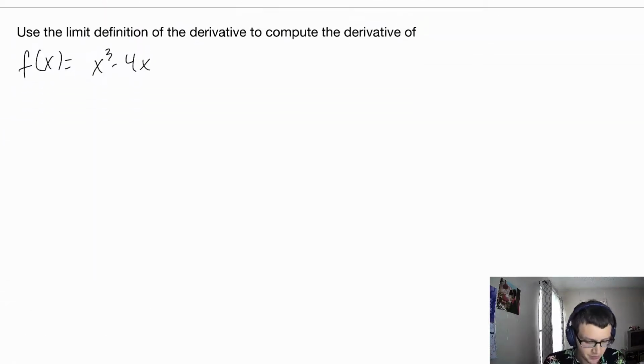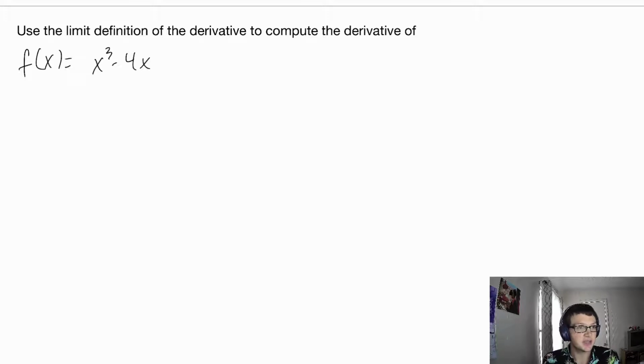The other example I want to look at is this one. Use the limit definition of the derivative to compute the derivative of f of x equals x cubed minus 4x. So again, in order to compute the limit definition, we need to know what f of x plus h is.